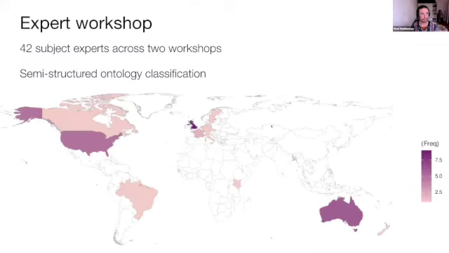And so we planned our expert workshop. We assembled 42 entomologists, insect experts from across the world. Although there was a bias towards the UK, the US, and Australia, we did get experts from a number of other countries, with several experts from low and middle income countries, which is great.